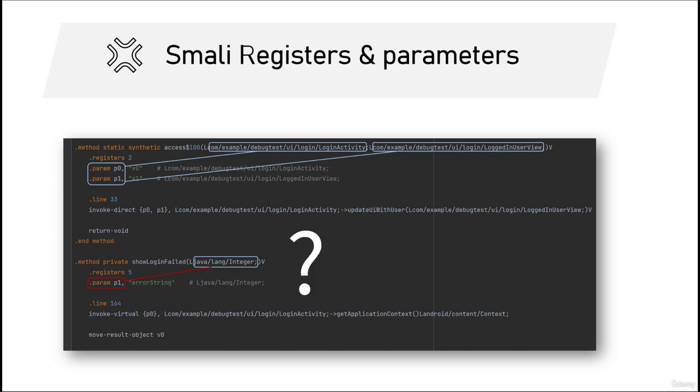Why so? The answer is that non-static functions also get a reference to the object on which the function is called. So showLoginFailed actually gets 2 arguments. In P0 it gets the object reference, and P1 gets the actual function argument.